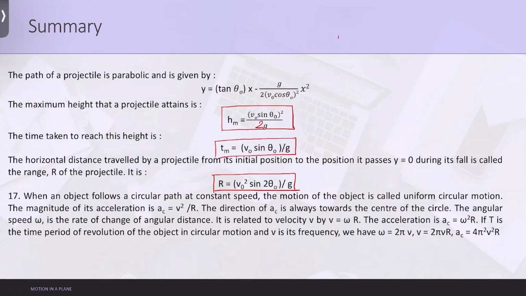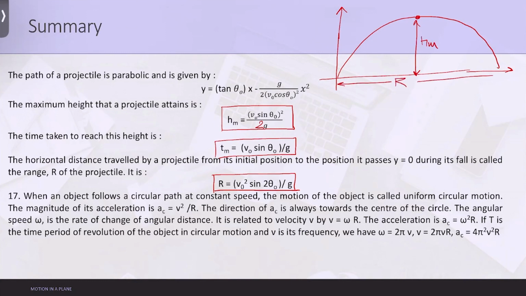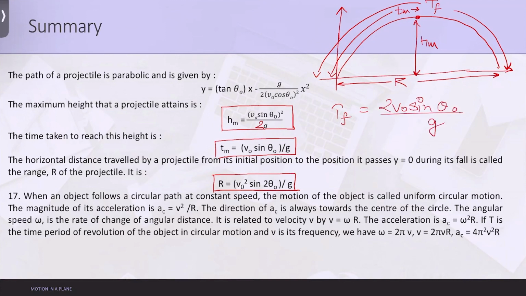Okay, so how were these implemented? Let us say this is the projectile. This was the maximum height at which the velocity Vy was 0. This is your hm. This is your range. Then the time required from this location to this location is tm, and the time required from this location to this location is basically the time of flight, which is tf, right? So tf is nothing but equal to 2v naught sin theta naught by g.